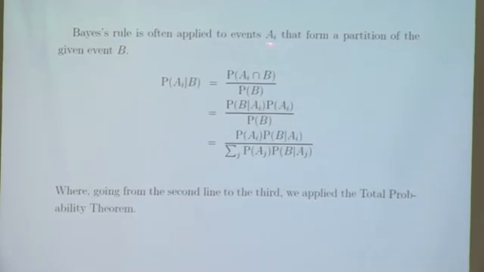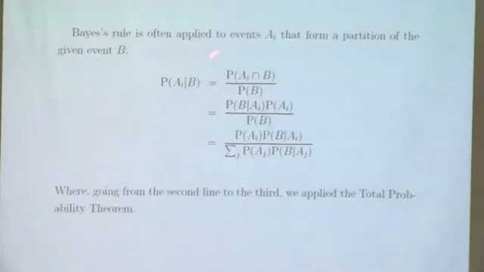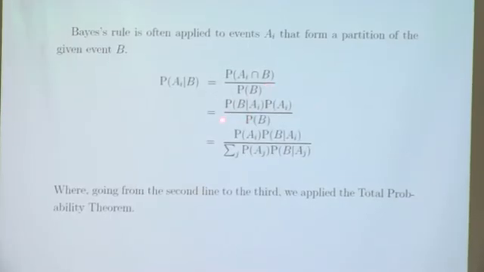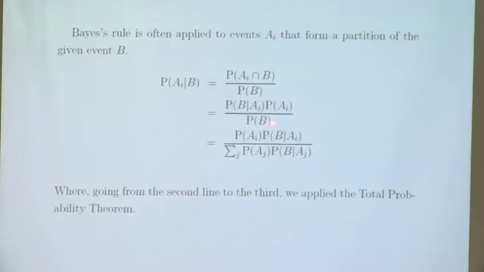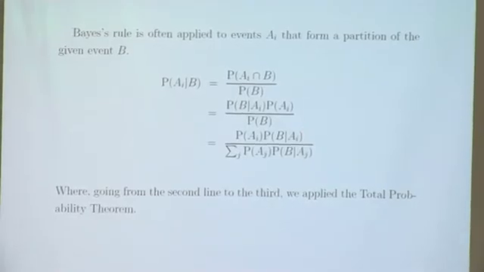Select some events Ai that are a partition of the given event B. The probability of Ai given B: use the definition of conditional probability. This is the probability of Ai intersection B divided by the probability of B. Use Bayes rule: probability of B given Ai, times the probability of Ai, divided by the probability of B. Now the third step is to write the probability of B in the denominator using the total probability theorem. So what you end up getting is a sum of terms, one of which is the numerator itself. Okay? Let's just apply this on an example.